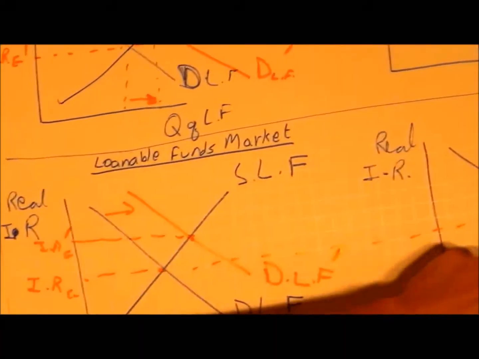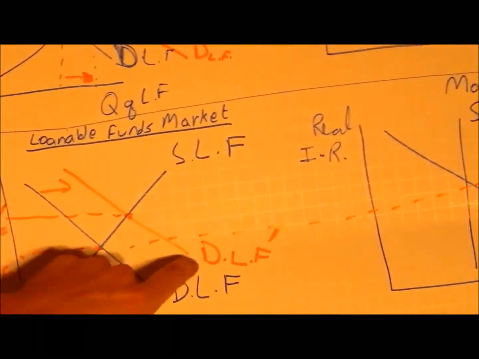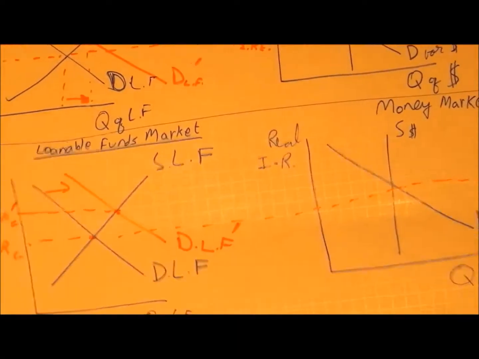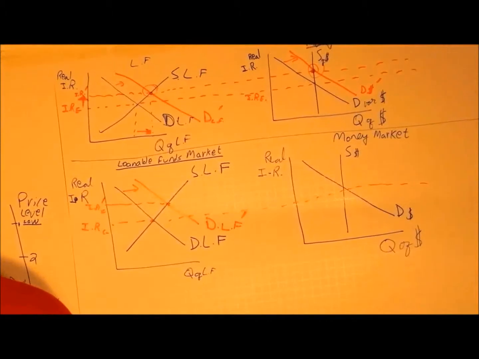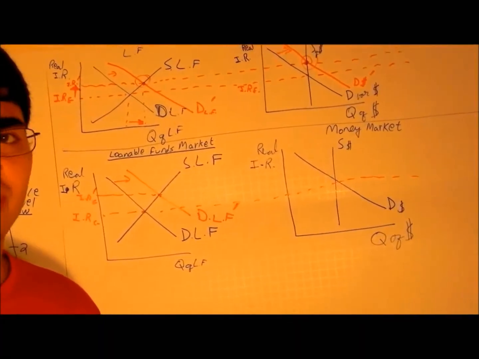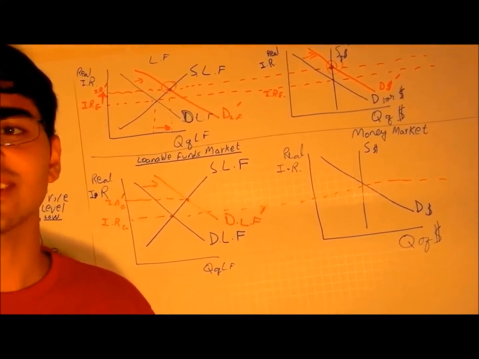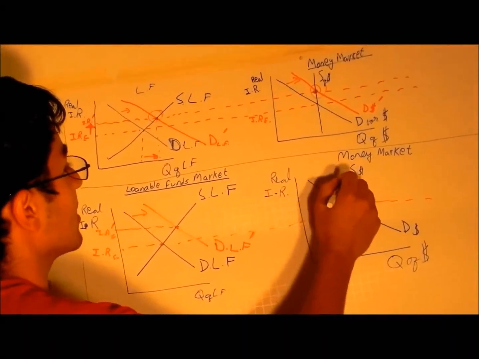So what happens to the money market if the demand for loanable funds were to increase? There are in fact two things that can happen. Mankiw will tell you in his book that it decreases the supply of loanable funds. It's going to cause a decrease.